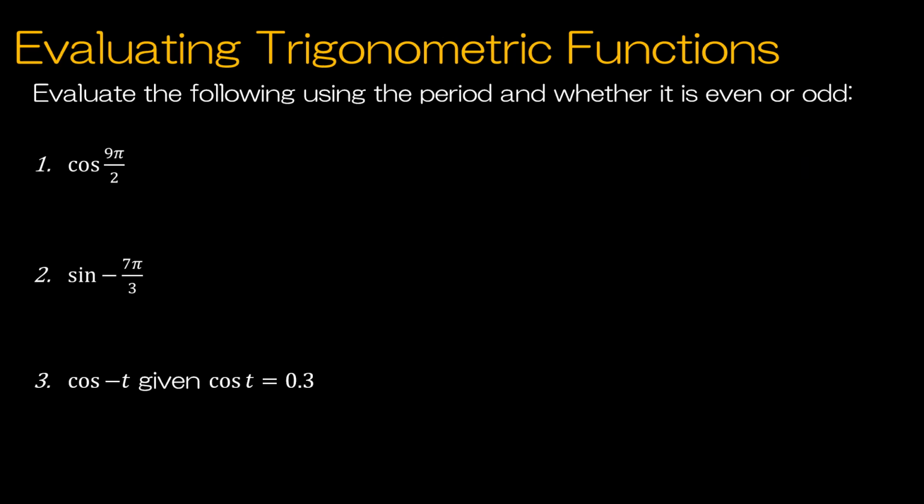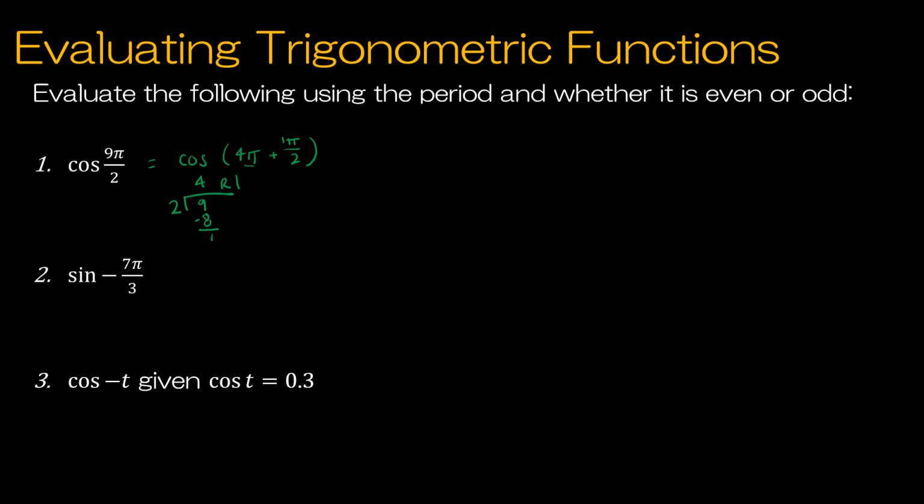Let's take a look at how we might use the period of these functions, or whether it's an even or odd function, to solve the questions given to us. So for our first question, we have cosine of 9 pi over 2. So I might think about what happens when I take 9 and divide it by 2. 2 goes into 9 4 times with a remainder of 1, which means cosine of 9 pi over 2 could be written as cosine of 4 pi plus pi over 2. So 4 with a remainder of 1.